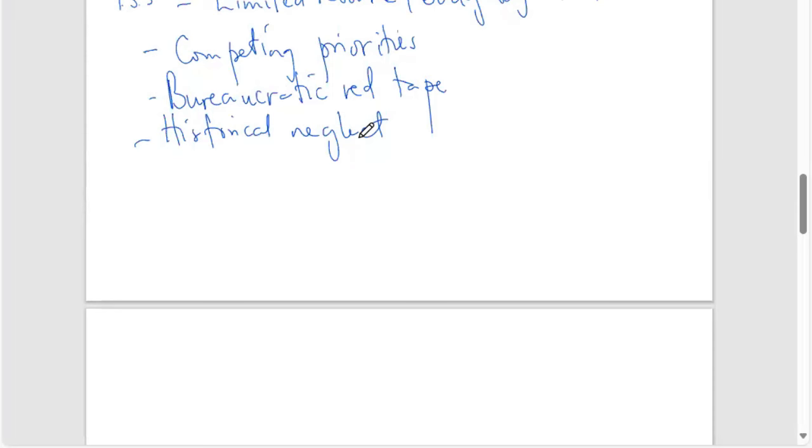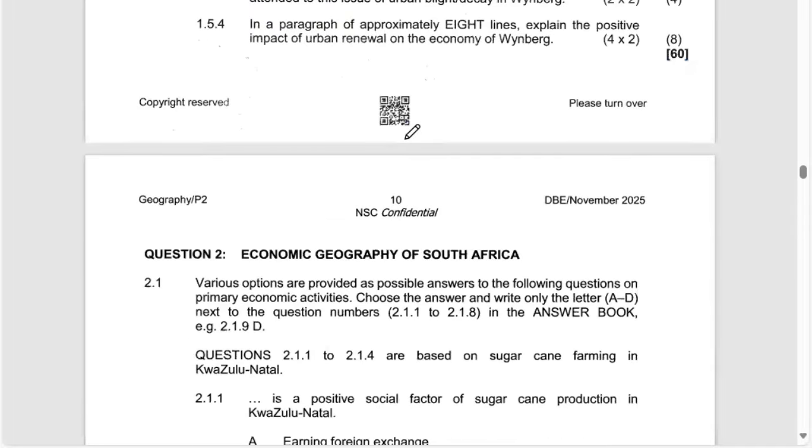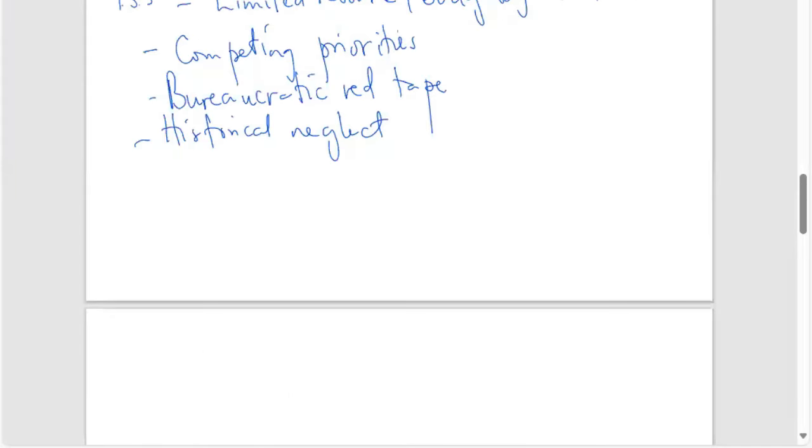Right, we move on to the next question. The next question says, in a paragraph of approximately 8 lines, explain the positive impact of urban renewal on the economy of Wynberg. Urban renewal, we are now saying we are solving the problem of urban decay. How can it benefit the economy? So it's number 1.5.5.